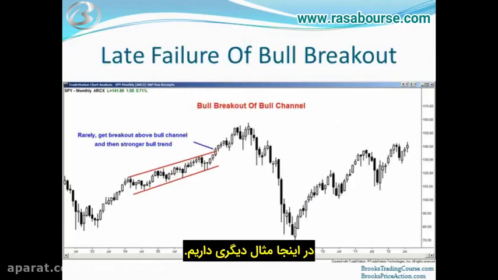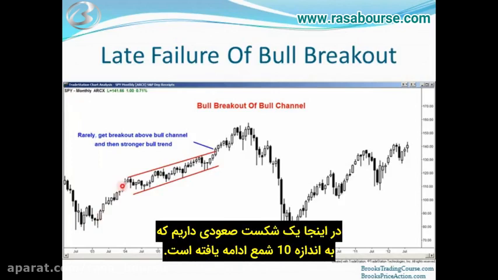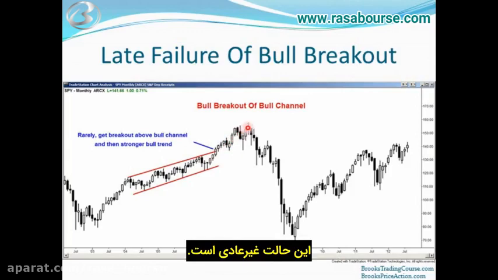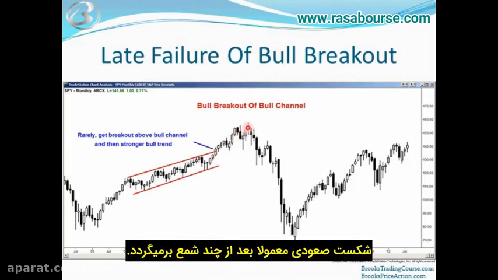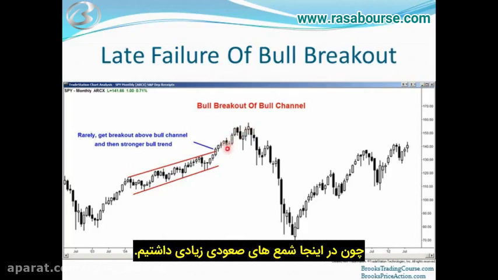Here's another example. This is the spider, the monthly chart. You have a strong bull spike and a channel, and here we got a bull breakout that went on for about 10 bars. That's unusual. Normally you get a failure within a few bars. The market tried to fail here, but I think you need a second entry after this many bars up.